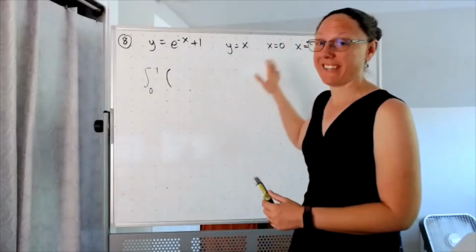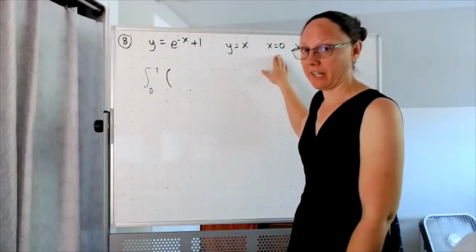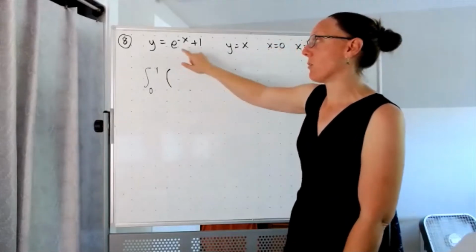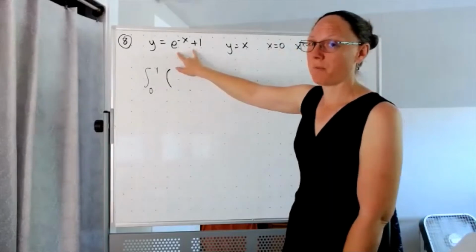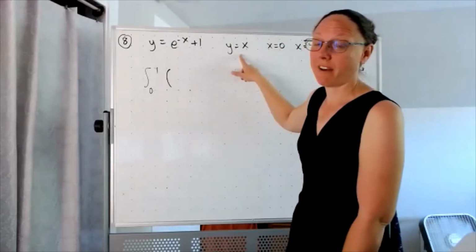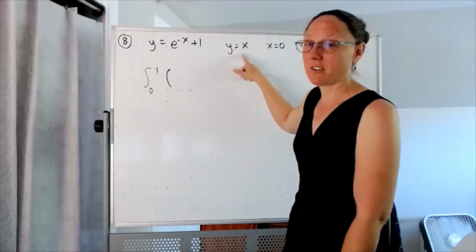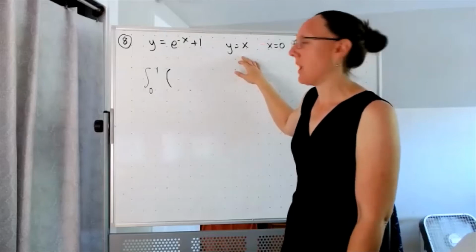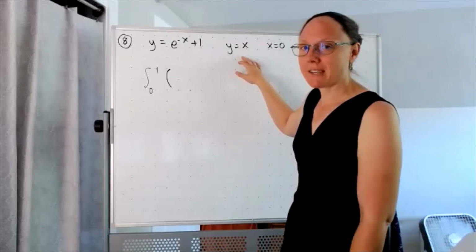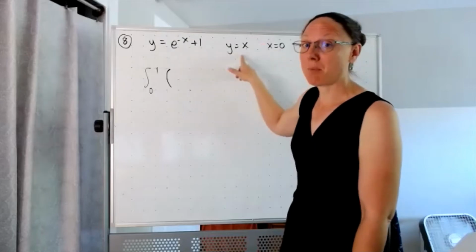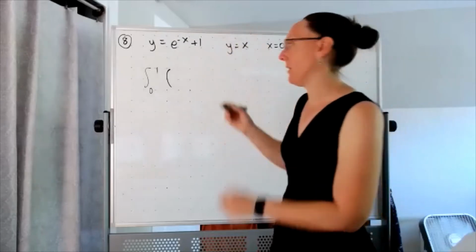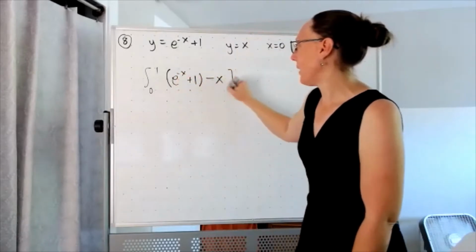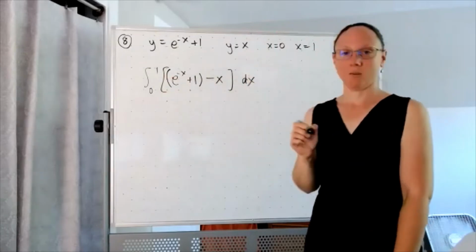So I'm going to just plug in 0 to get an idea. If I plug in 0, this over here would look like e to the 0 plus 1, so that's 2. If I plug in 0 over here, that's a y value of 0. So it's a pretty good guess that this thing is probably bigger than this thing. I'm going to roll with it. e to the negative x plus 1 minus x, and that we're integrating with respect to x.